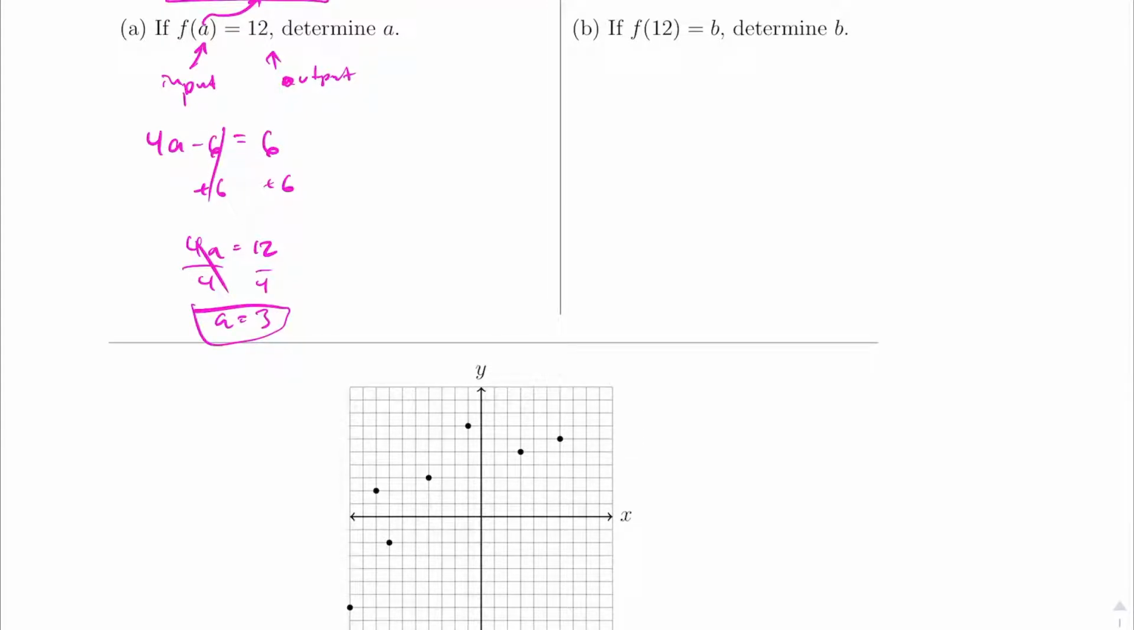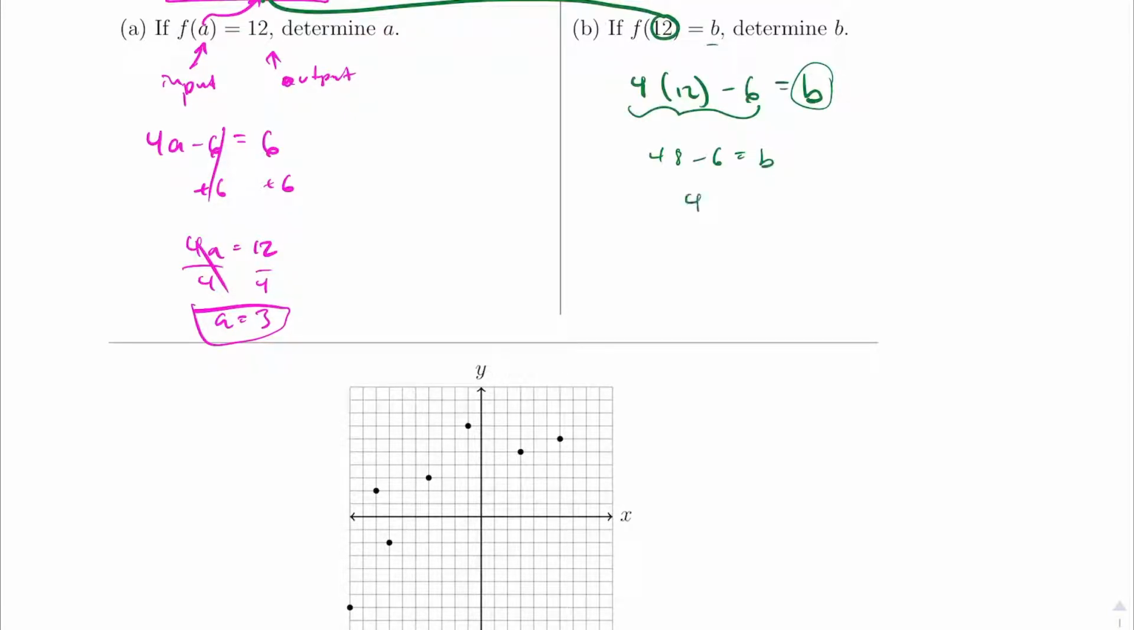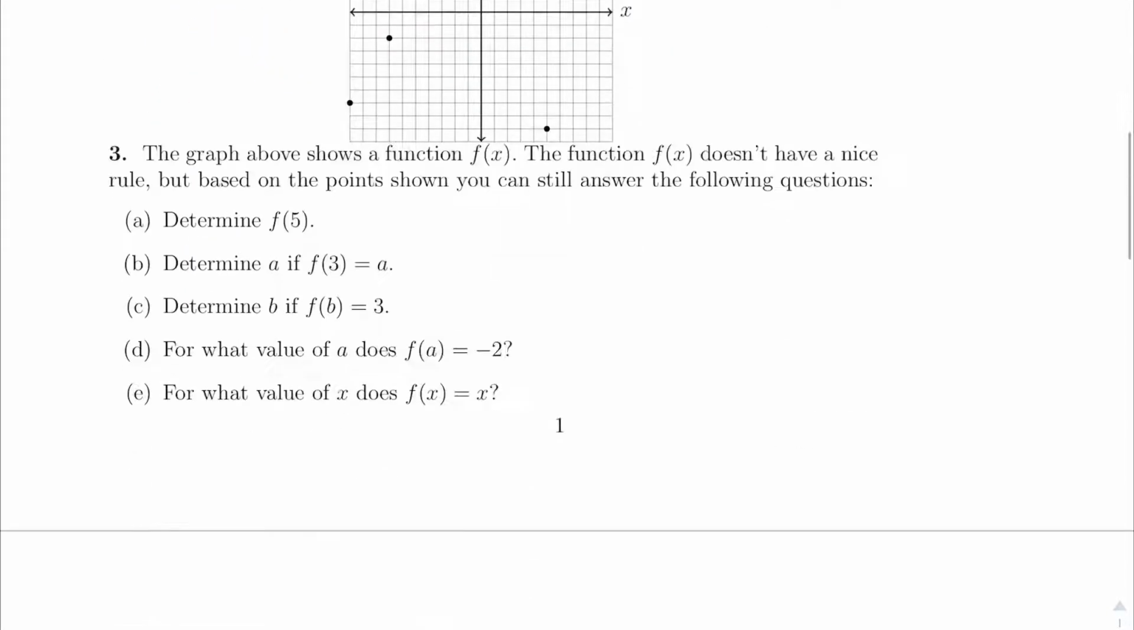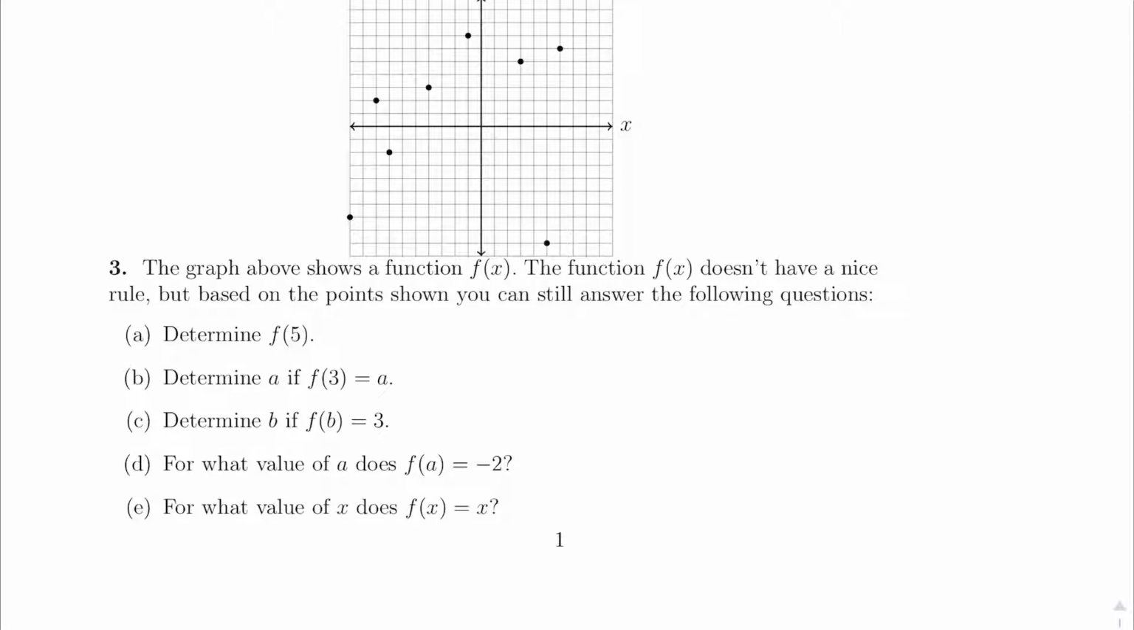For this problem, very similar looking, but the input is 12, so you input 12 in. 4 times 12 minus 6 equals b. Now, we've already solved for b. We just need to simplify this side. We get 48 minus 6 equals b. 42 is b.